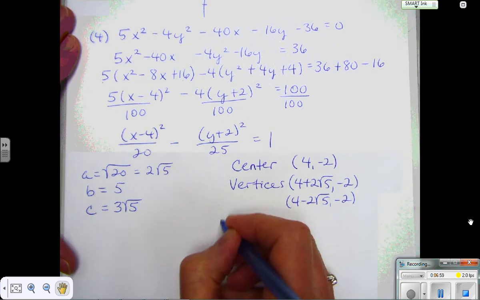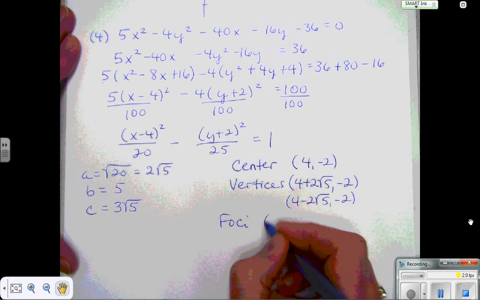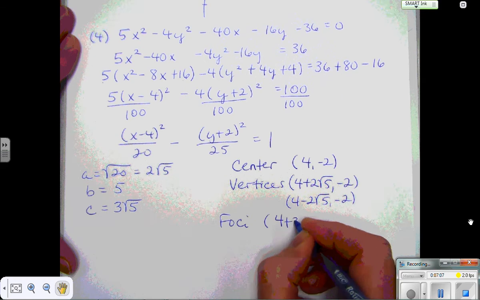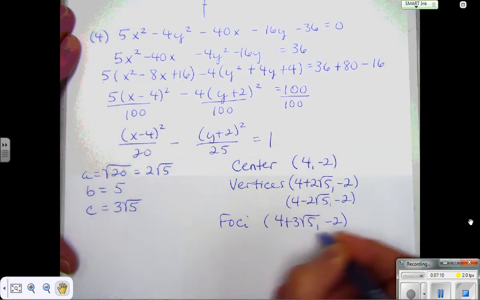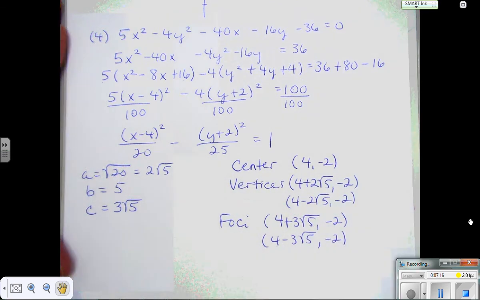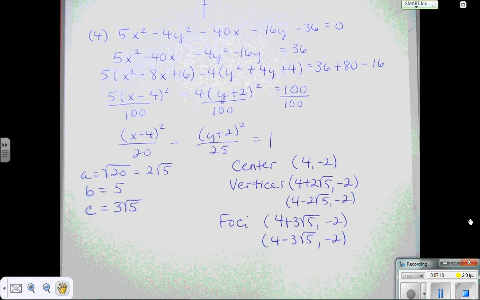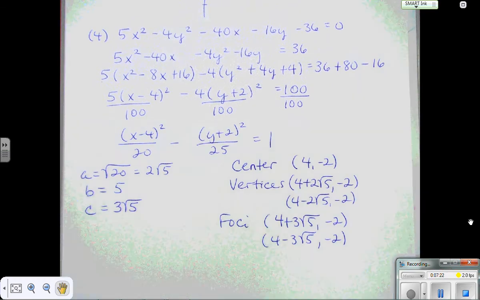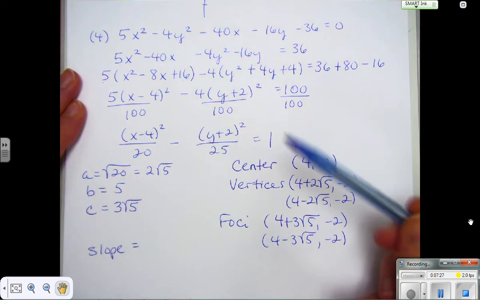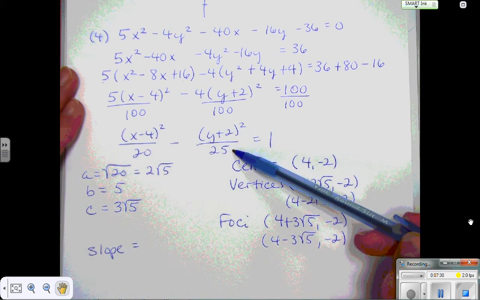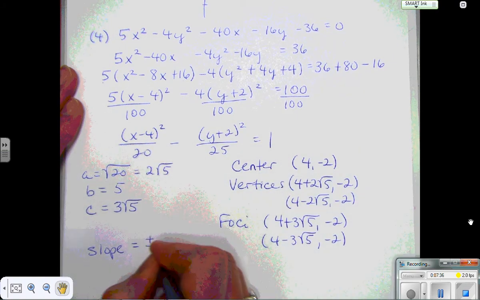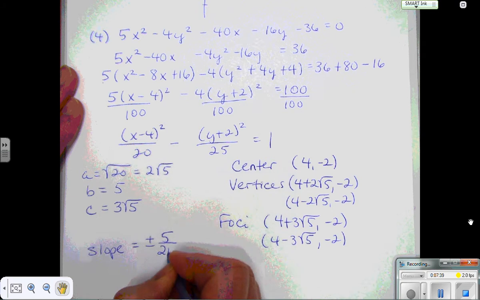Okay, and your foci points, my x value is going to change again, so 4 plus 3 radical 5, negative 2, and 4 minus 3 radical 5, negative 2. Will give you your foci points. The last thing they want us to find is the slope of the asymptote. And the slope of the asymptote is going to be plus or minus your square root of your y denominator over square root of your x denominator. So plus or minus 5 over 2 radical 5.